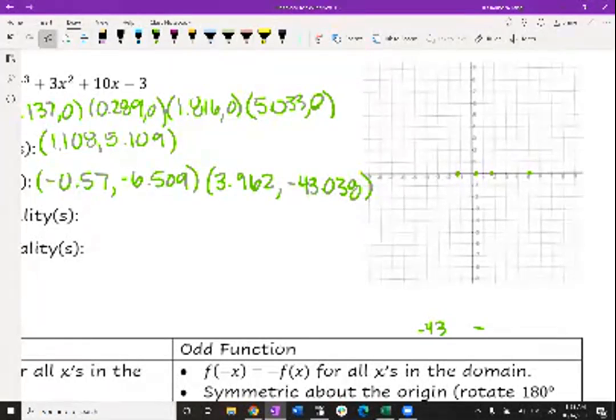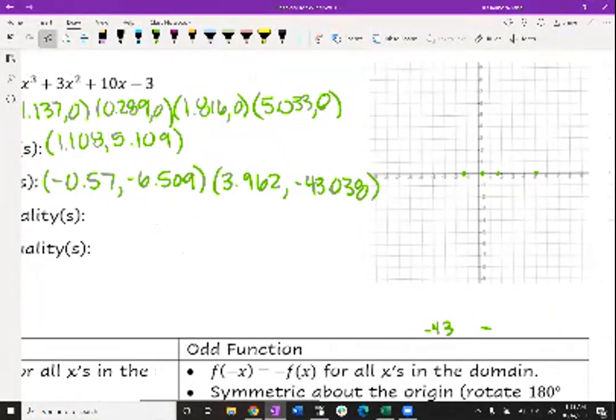Yeah. Let's see then, my maximum was at 1.1, a little over 1, and then up to a 5.1 y value. So a little over 5 for my y value. Pretty close up there. There's my max. Minimum, I had 2 minimums. We were at a negative 0.57, almost negative 1/2, and then to a negative 6.509, so like a negative 6.5.